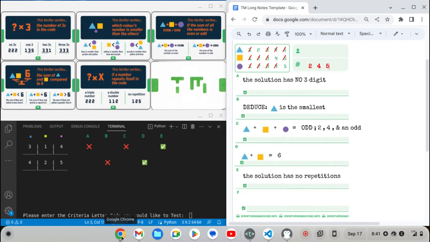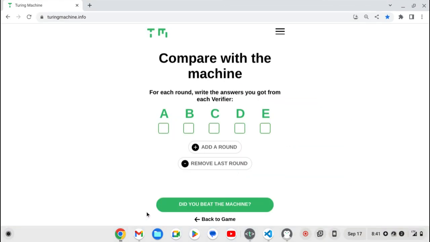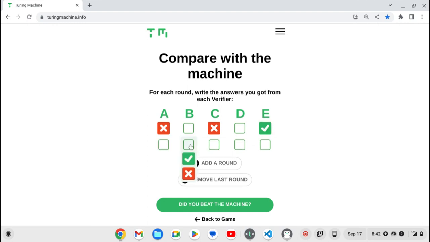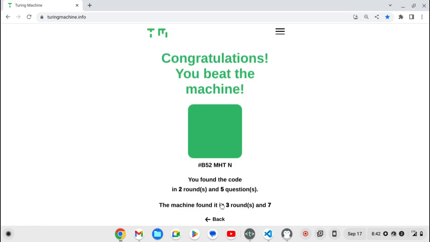So let's go type that up. So ACE in the first round. A was wrong, C was wrong, E was correct. And then second round, B was wrong, D was correct. And let's see how we did. Wow, surprisingly, we beat it by 2 questions.